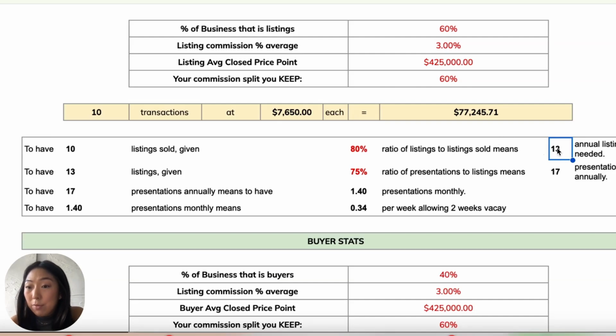Now let's work back from the listing. So what is the percentage of listing appointments you have to actual listings signed? And so let's say my ratio is about 75%.